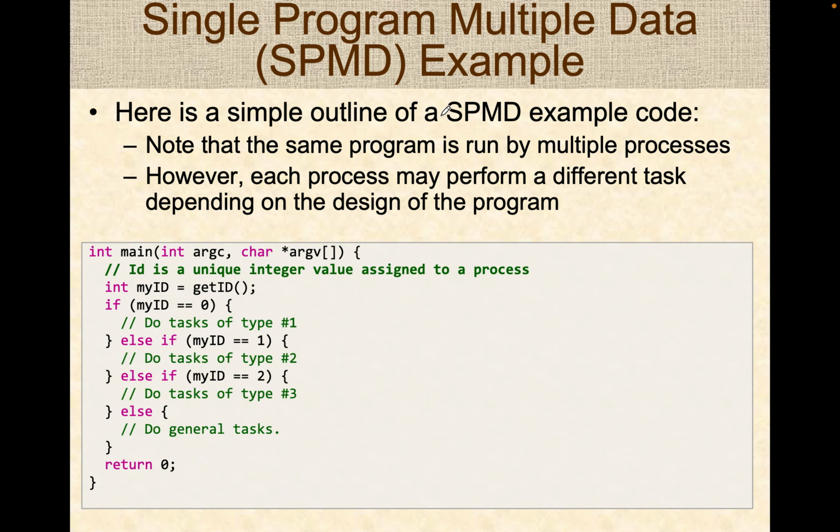Of course, keep in mind, even though it's a single program running and processing different data items, each process may perform a different task. And this is just a simple way: you can use a series of if-else statements where you get the ID or the rank of the process. And based on the rank, each process can do a slightly different type of task as well. This makes it possible to get task parallelism out of this.